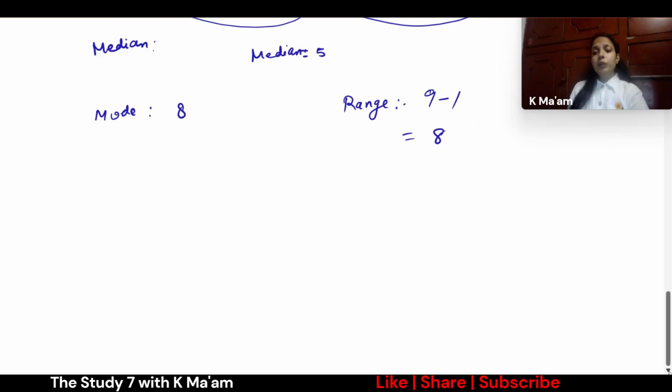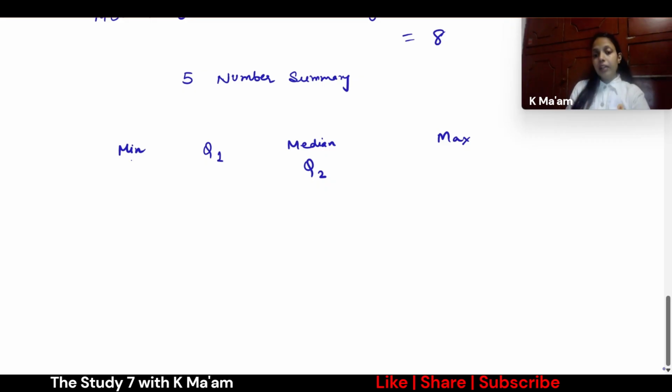Apart from that, there is a term known as the 5-number summary. In the 5-number summary, I have to write the minimum value, the maximum value, then write the median. The median is known as Q2. Now again calculate a median between the minimum and Q2. That is known as Q1, the first quartile. Then calculate the median from Q2 to the maximum. That is the third quartile. Second quartile is the same as the median.